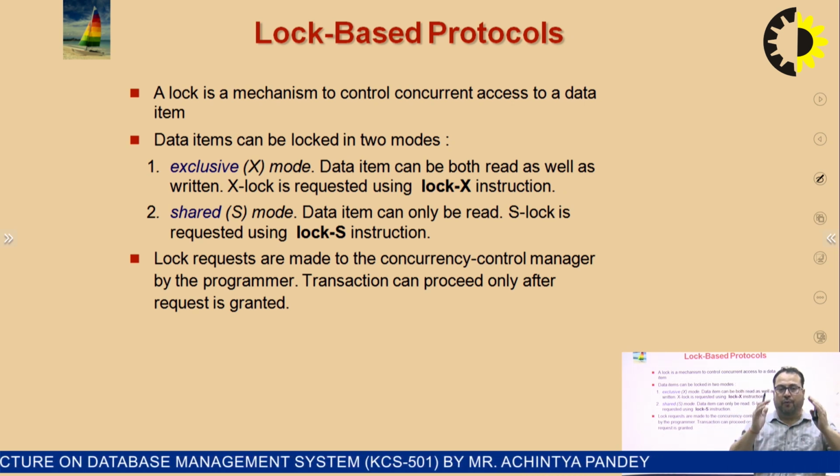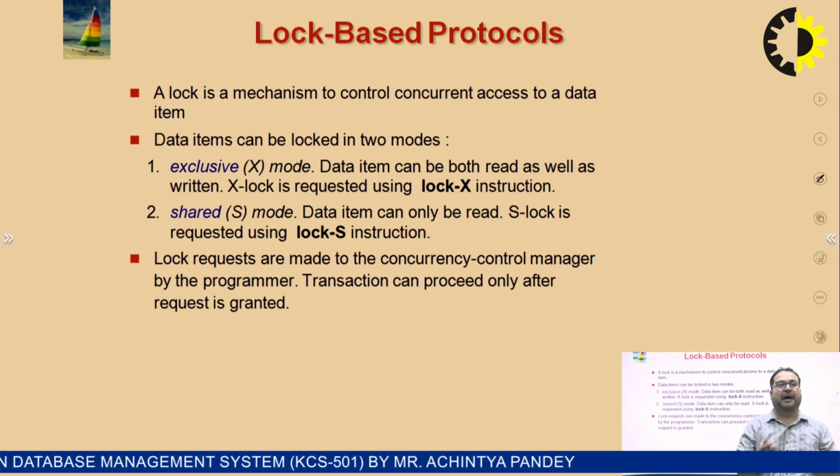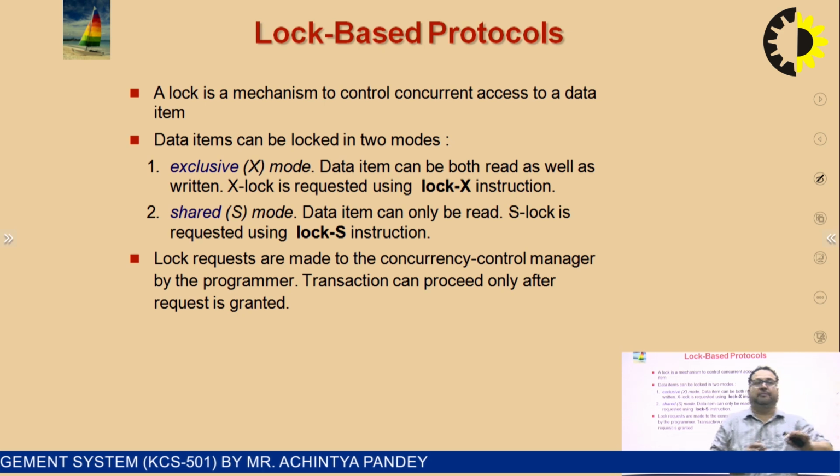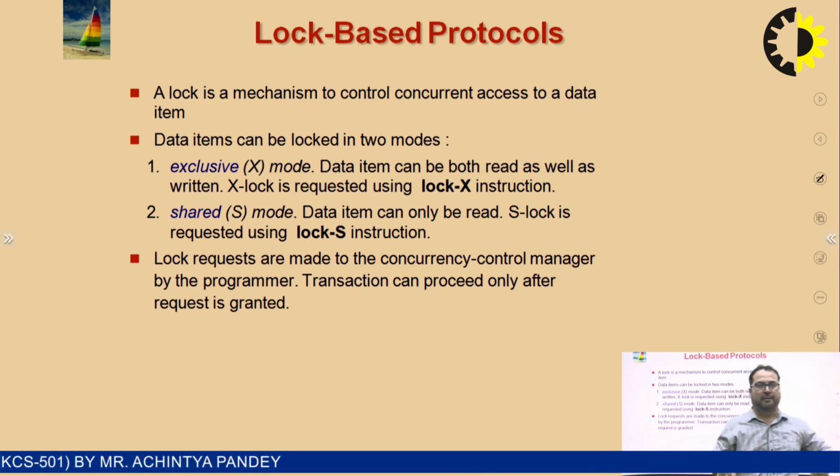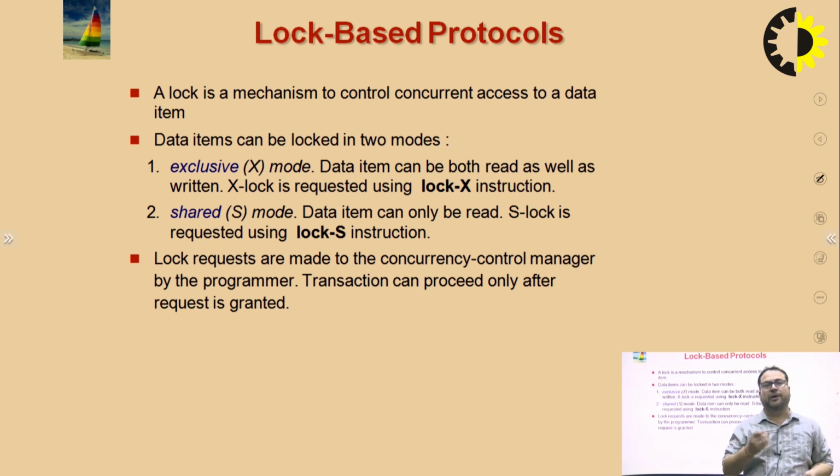So wherever the data is going to be updated or even read, before that we lock that data item. That is the overview of the lock-based method or protocols. We lock the data item that is going to be updated or even read; before that we must lock. Lock is a mechanism by which we can control concurrency, or control the concurrent access of data.